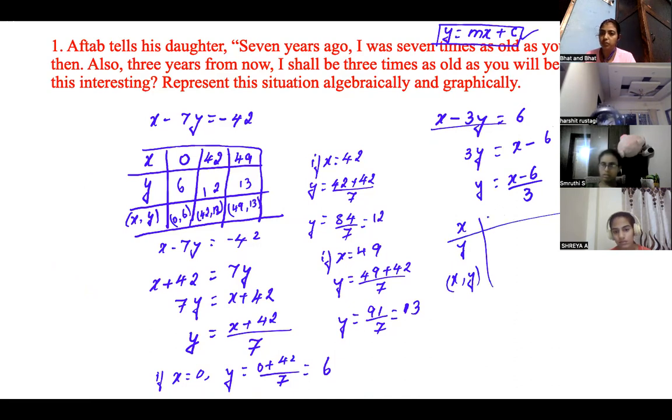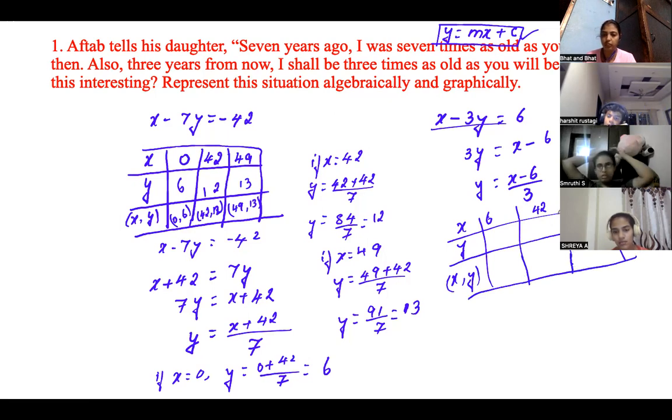So I am taking x is equal to 6, and then 42 and 48. You can take any value for x. It is our wish. But make sure whatever value you take for x, when you substitute in this equation, you should get a proper solution. It should not be decimal, because if it is decimal, it is difficult to plot in the graph. You should get a whole number like 10, 20, 30. You can take that.